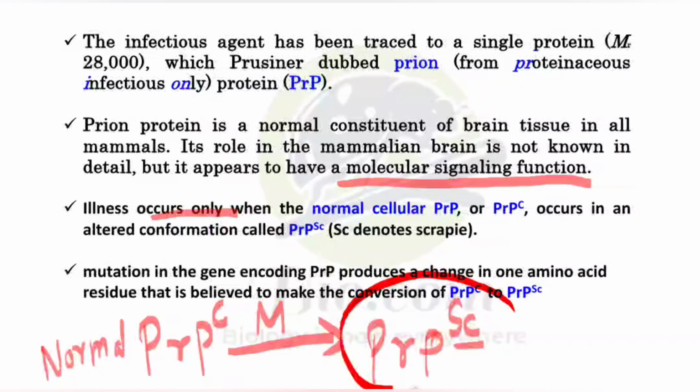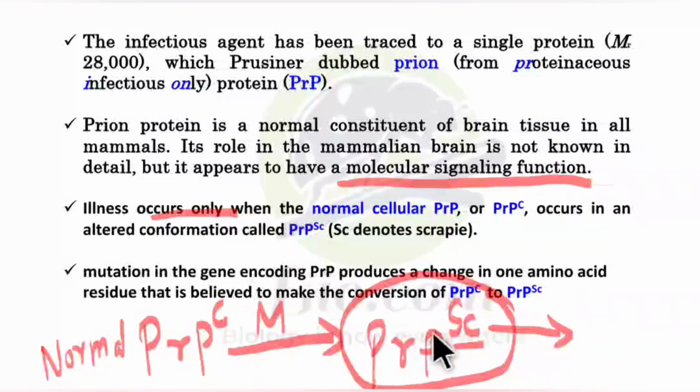So basically, this PRPSC represents the disease form of the protein, and this PRPC is the normal form of the prion protein, that has a role in molecular signaling function in all the mammalian brain. So if it is asked which of the following proteins is the diseased one, you have to select PRPSC, because SC is for scrapie and this PRPC is the normal protein.